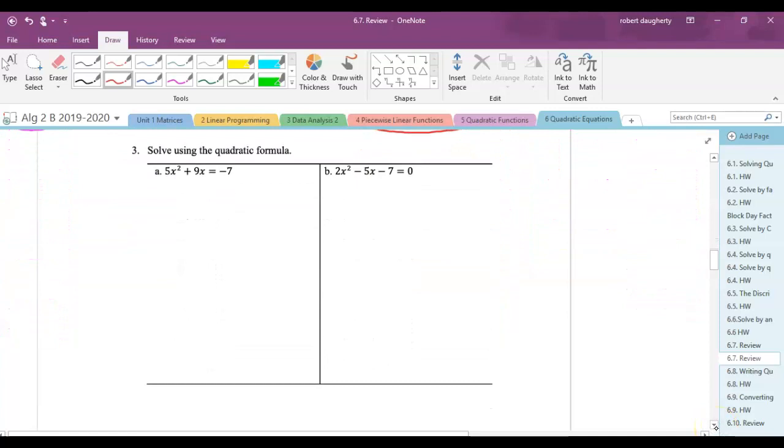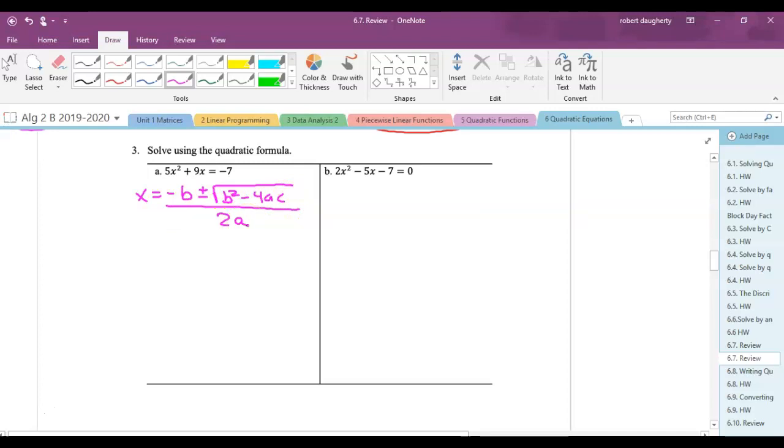Solve using the quadratic formula, okay? You got to know the quadratic formula. If you make mistakes on this, you can expect to get the whole problem wrong. Negative b plus or minus the square root of b squared minus 4ac, all of that divided by 2a.